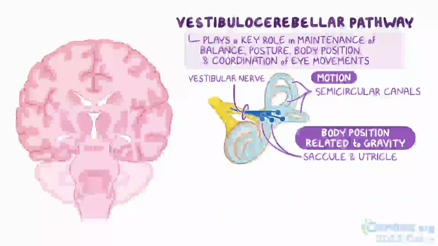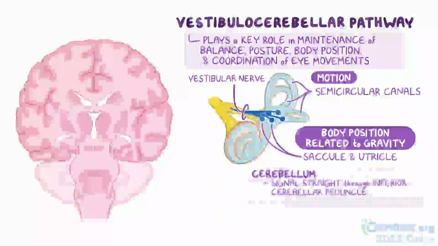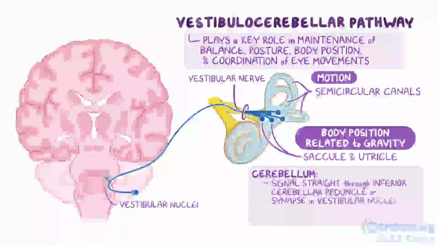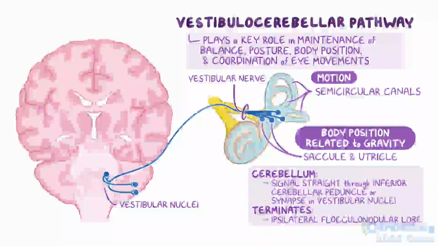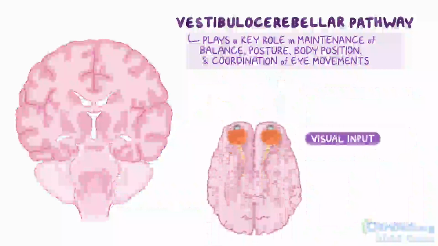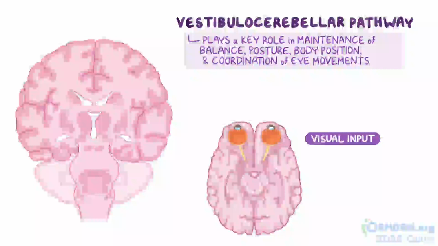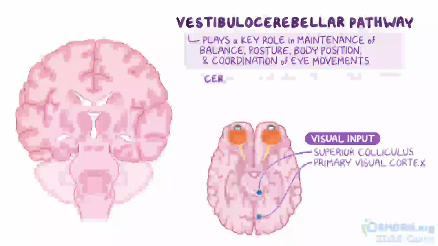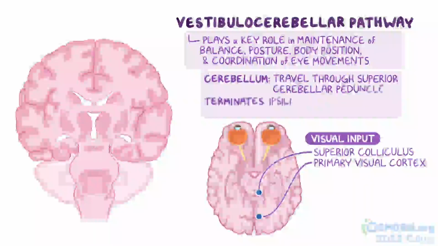During their course, afferent fibers of the vestibular nerve either signal straight through the inferior cerebellar peduncle to the ipsilateral cerebellar cortex, or they synapse first in the vestibular nuclei of the brainstem before signaling to the cerebellum. Together, these afferent fibers reach the cerebellar cortex of the flocculonodular lobe to be processed. The vestibulocerebellar pathway gathers visual input as well. These afferent fibers originate from the superior colliculus and the primary visual cortex, and the visual information is relayed through the superior cerebellar peduncle to reach the flocculonodular lobe.